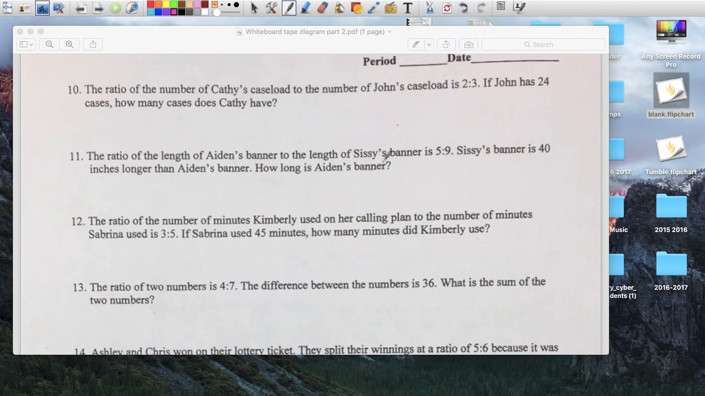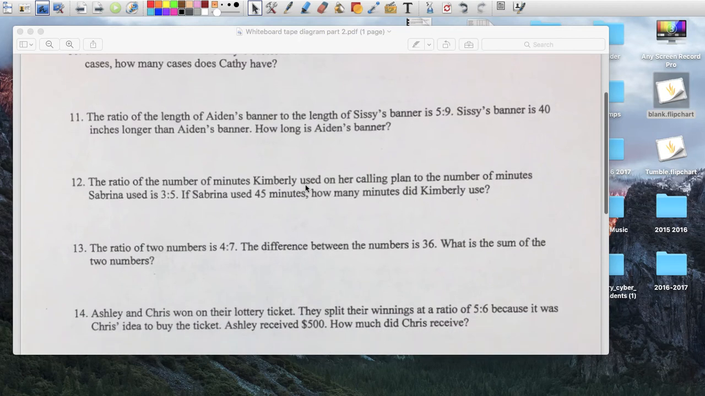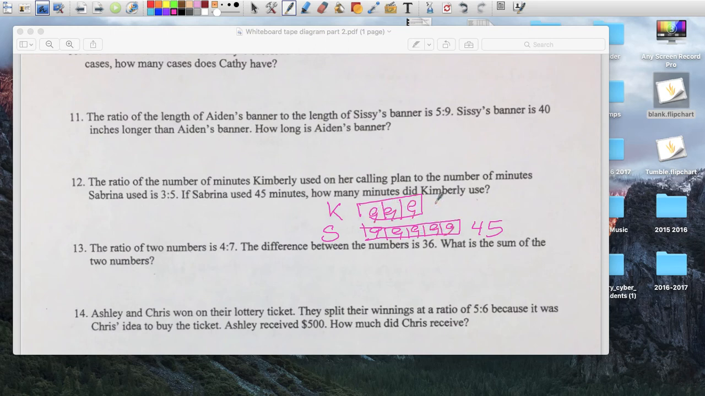The ratio of the number of minutes Kimberly used and Sabrina is 3 to 5. 1, 2, 3. Sabrina, 5. 1, 2, 3, 4, 5. Sabrina used 45 minutes, so we know that Sabrina's total number in these boxes is 45. So what number can I put in here? 45 divided by 5 boxes would mean 9, 9, 9, 9, which means on top is 9, 9, 9. So Kimberly used 27.